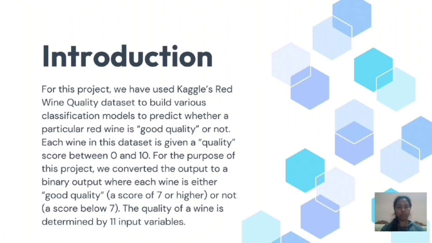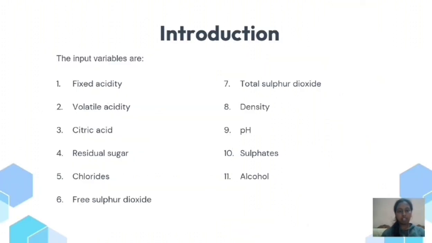The quality of the wine is determined by 11 input variables. The input variables are fixed acidity, volatile acidity, citric acid, residual sugar, chlorides, free sulfur dioxide, total sulfur dioxide, density, pH, sulphates, and alcohol.